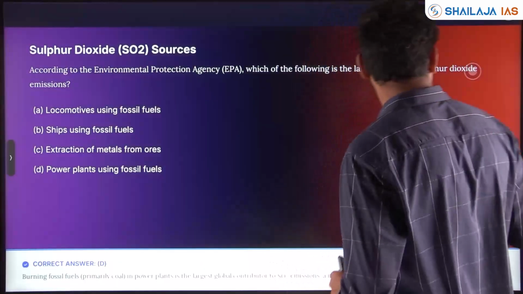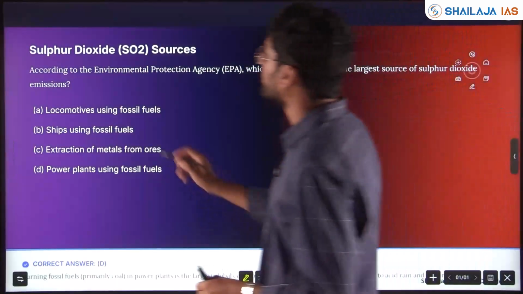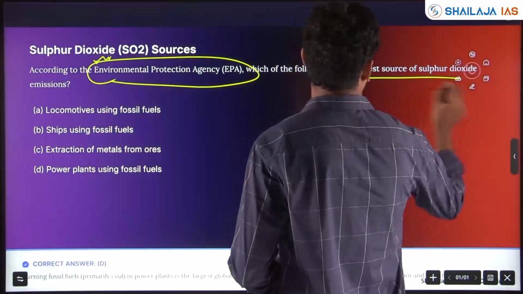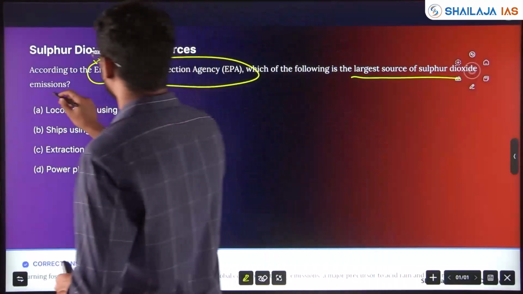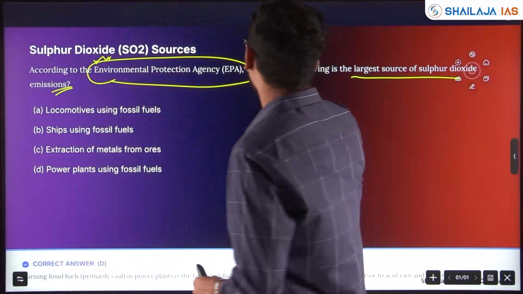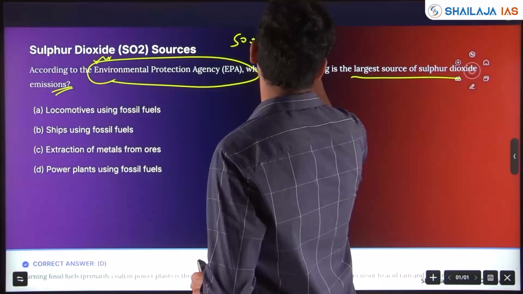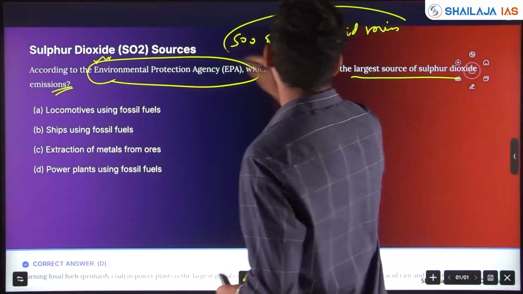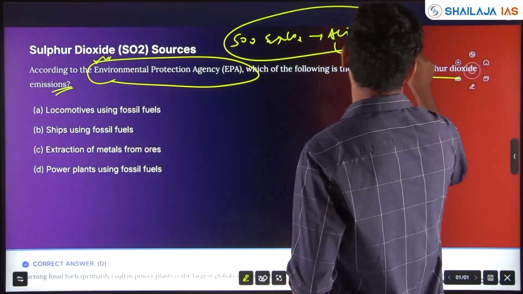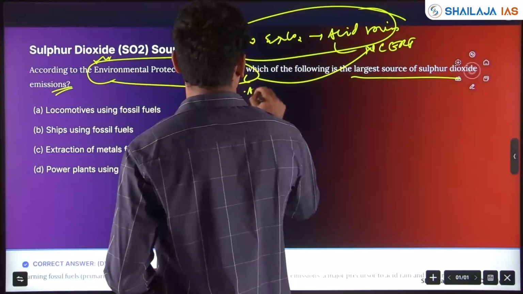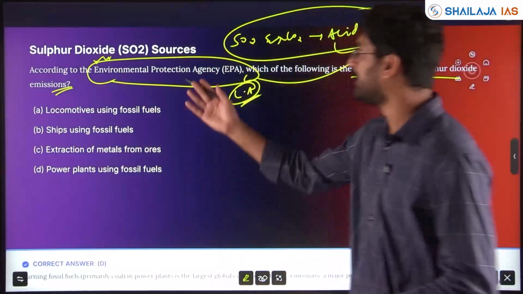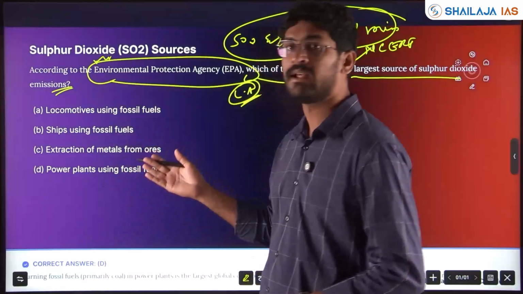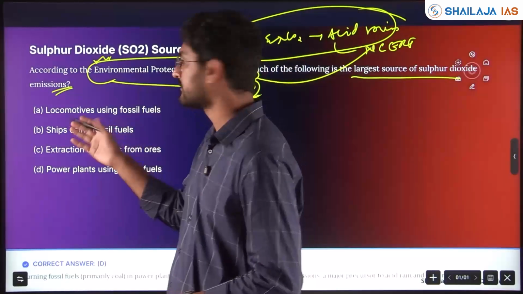Next, air quality. Direct question. This is from NCERT. According to the Environmental Protection Agency (EPA), which of the following is the largest source of sulfur dioxide emissions? Sulfur dioxide and nitrogen dioxide and acid rain is a recurring concept. NCERT has given detail. Based on that, current affairs linked in 2024. According to EPA, which of the following is the largest producer of sulfur dioxide?